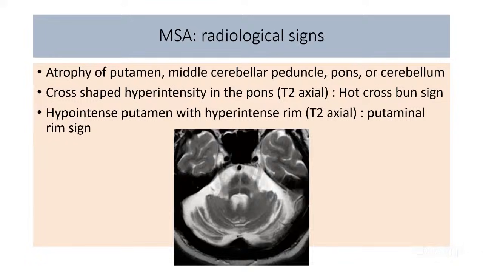And radiologically, we can see atrophy of the putamen. Hot cross bun sign is seen in the T2 axial because of the hyperintensity in the pons. And another we'll see is the putaminal rim sign because of the hypointense putamen with hyperintense rim.